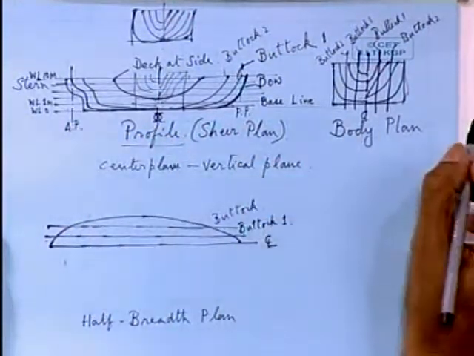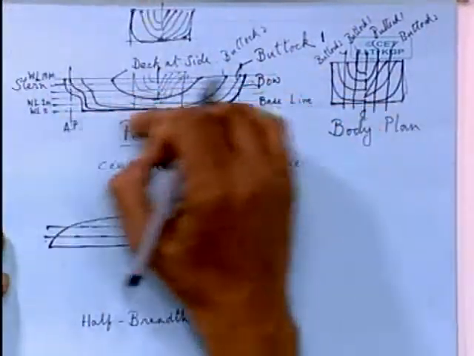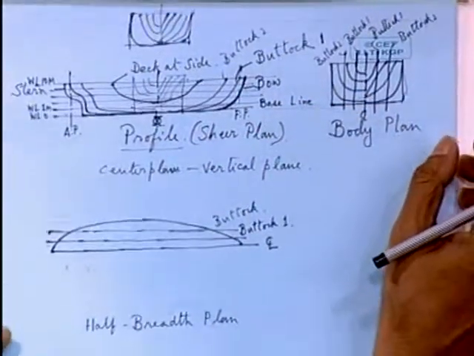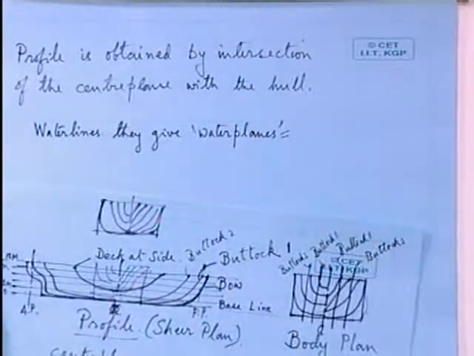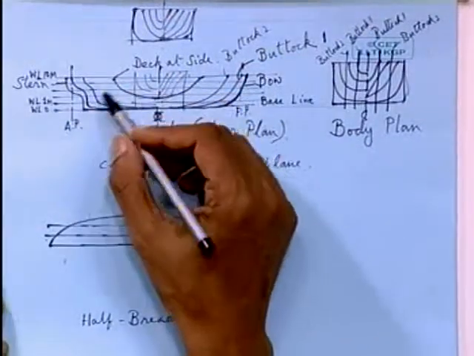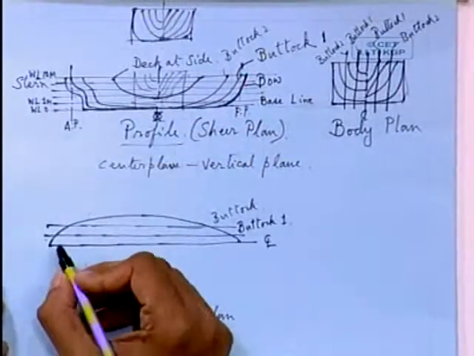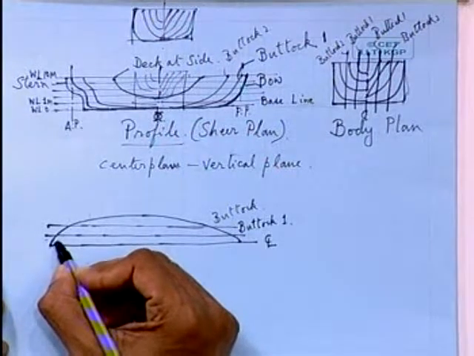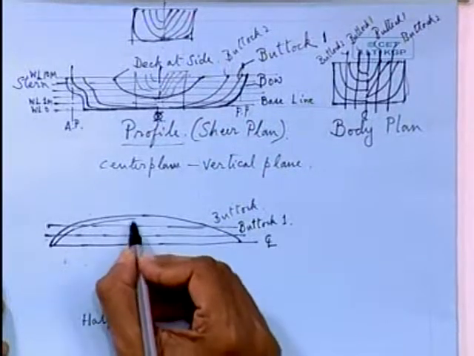So the basic requirement of these water lines is to denote the water planes. Water lines actually denote the water planes, and these water planes give the intersections of the hull form with the horizontal planes, and those you can draw on the half breadth plan. So these water lines are also depicted on your half breadth plan.